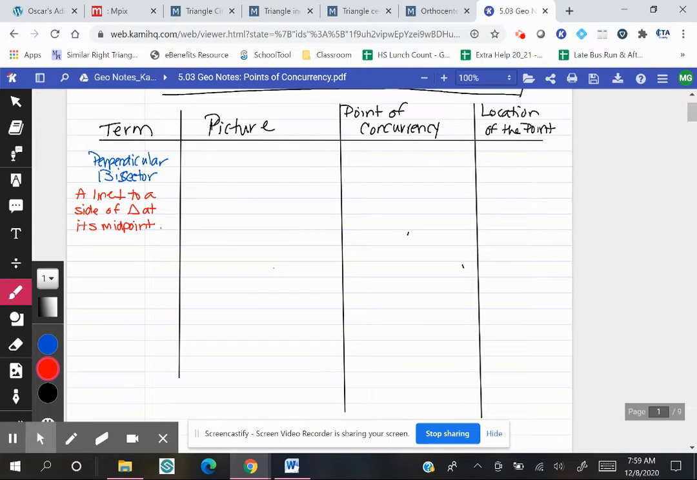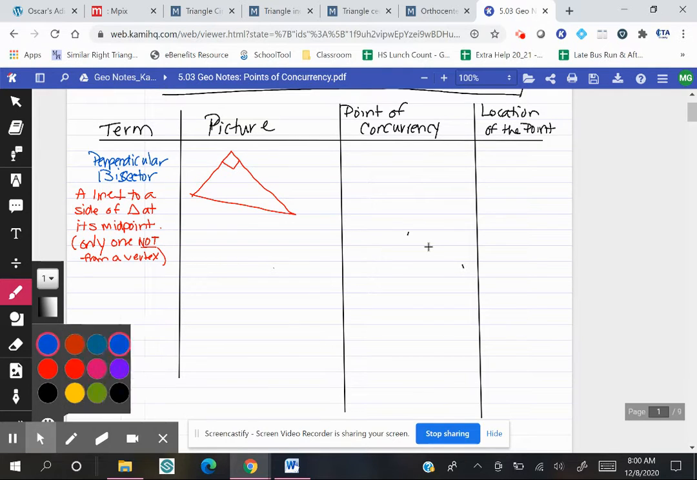It also is the only special line that we're going to talk about that is not coming from a vertex. Only one not from a vertex. So it does not have to go through a vertex. So if we have a triangle, let's make it a right triangle here.